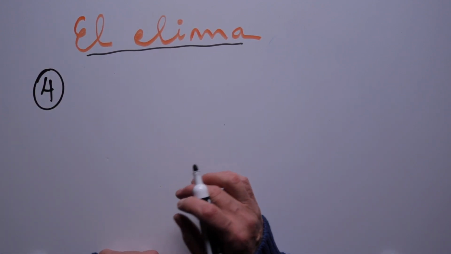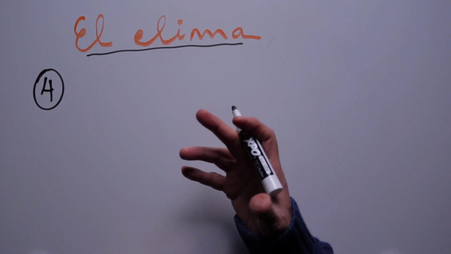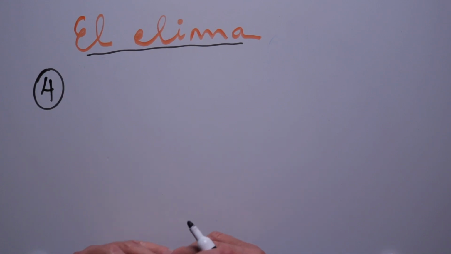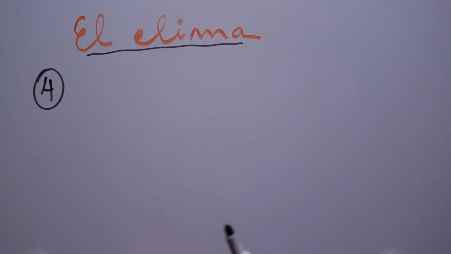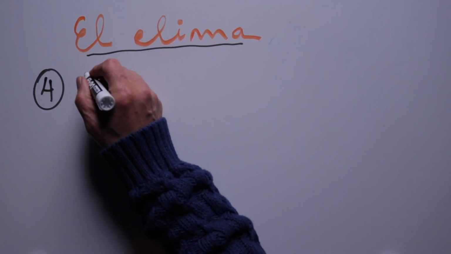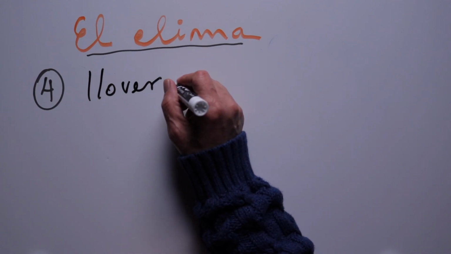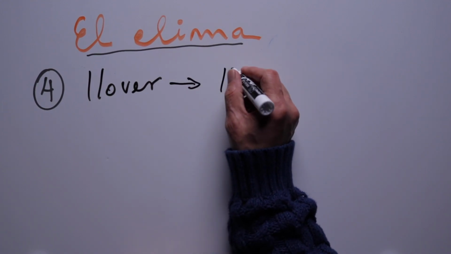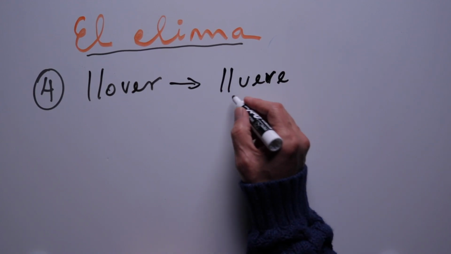Now, the verbo llover as well as the verbo nevar that we will see in a moment are impersonal verbs. What does that mean? That you can only apply it to the weather, not to human beings. So it will be only one conjugation, right? So the verbo is llover, to rain in English, right? How do we do this? Llueve. Right? It rains, right? Llueve.